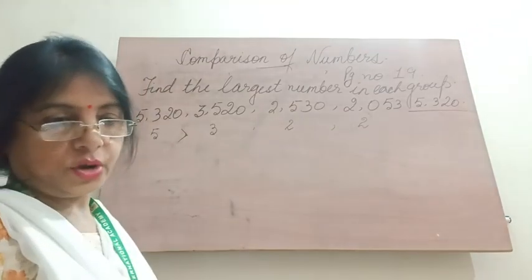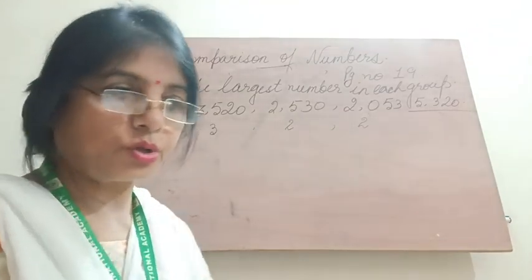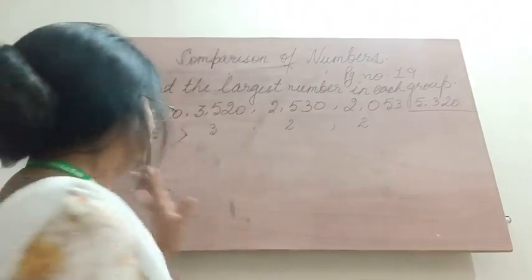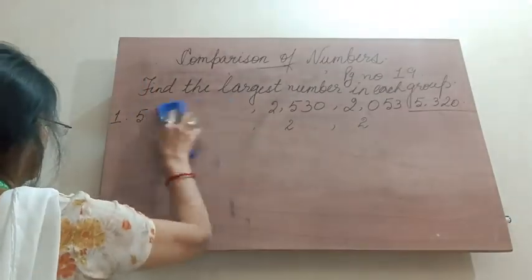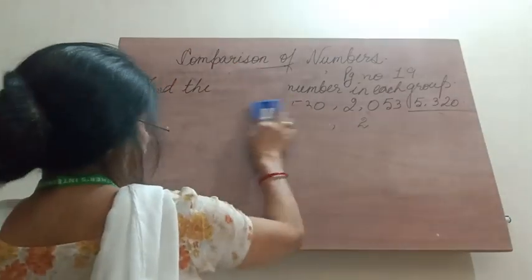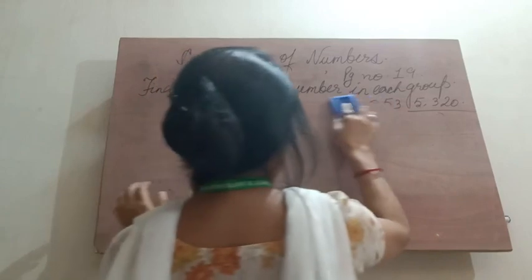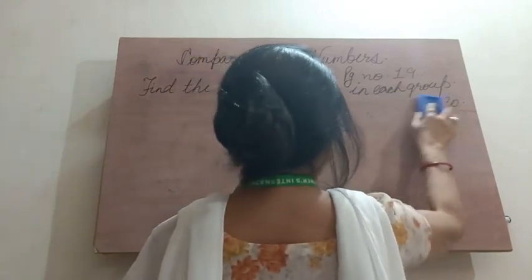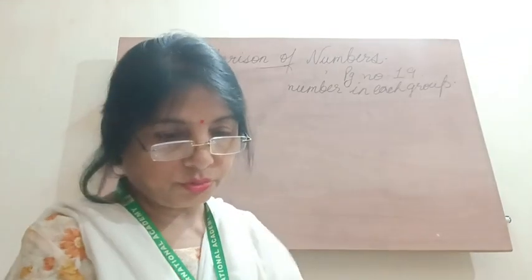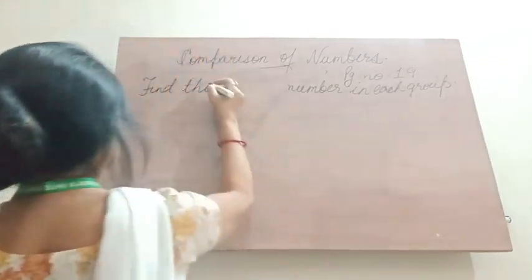Okay. So you have only 4 sums. Try to solve them. 1 I have already solved. You have to solve only 3. Now the next one also I want to discuss with you. In the next topic, you have to find out the smallest number.